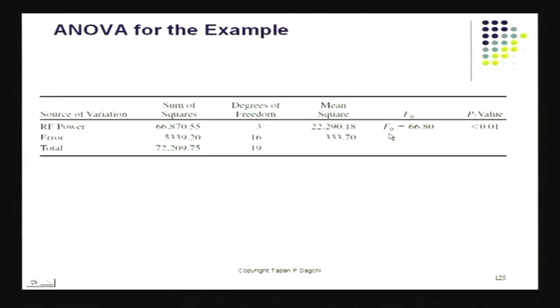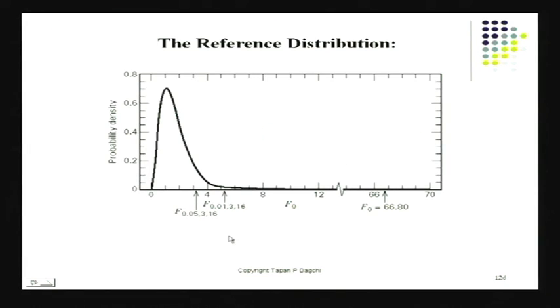Lo and behold, I find a value of F naught, which is the ratio of the mean sum of squares caused by RF power divided by the error mean sum of squares. That turns out to be quite large. In fact, this is considerably large when you compare it to the critical value. The critical value, as I show in this picture here, is quite small.